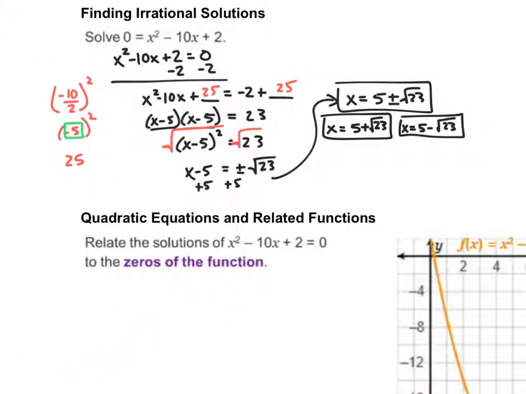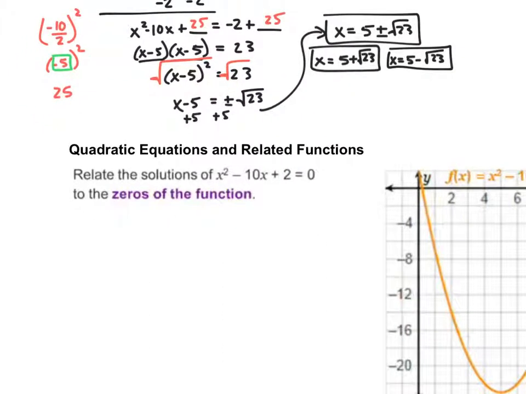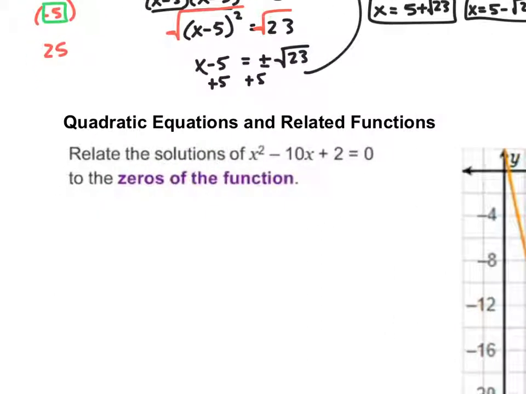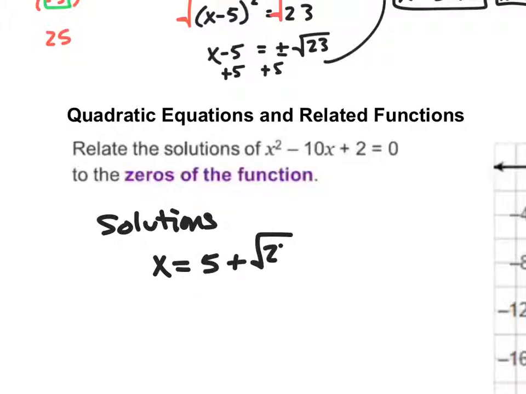All right, so now let's take a look at what we had here. Relate the solutions to the zeros of this function. Now we talked about this in the last section where we would solve by factoring and check our solutions graphically. This is a little bit harder, okay? Now here's what we got. Here are our solutions to this. We've got that x is equal to 5 plus the square root of 23, and we've got that x is equal to 5 minus the square root of 23.